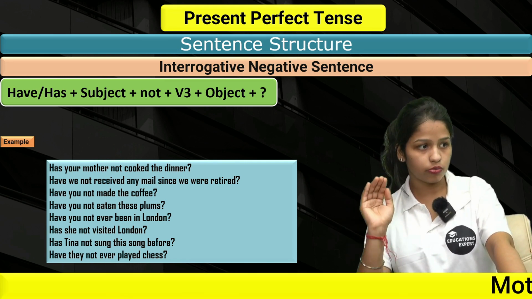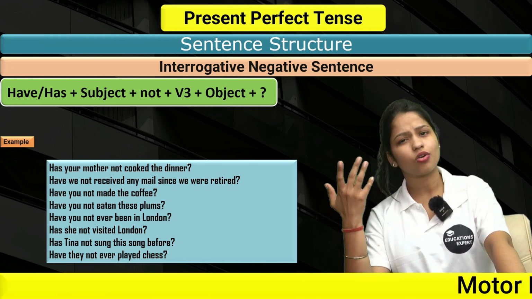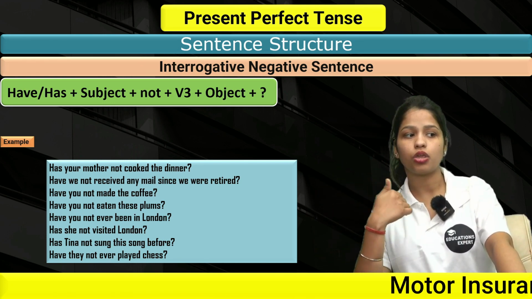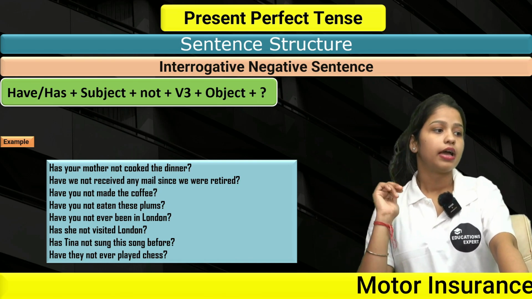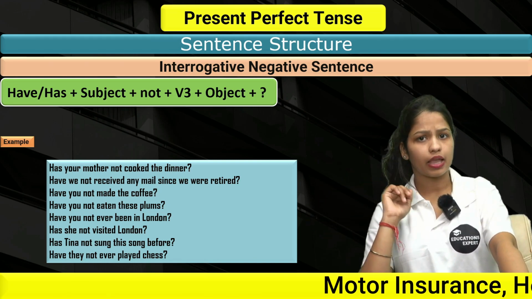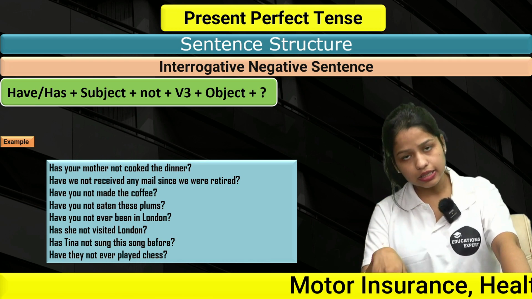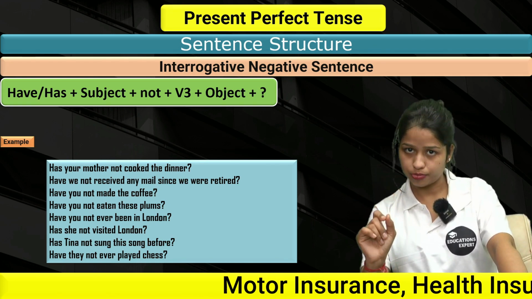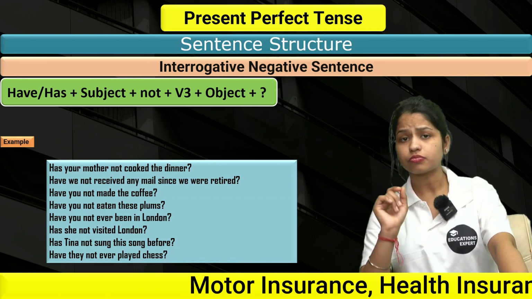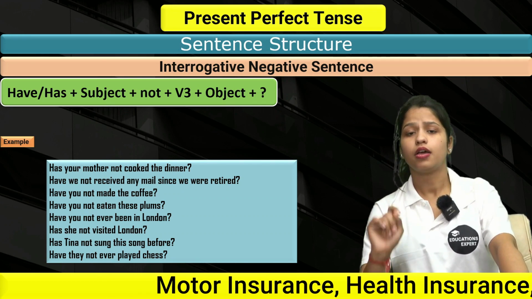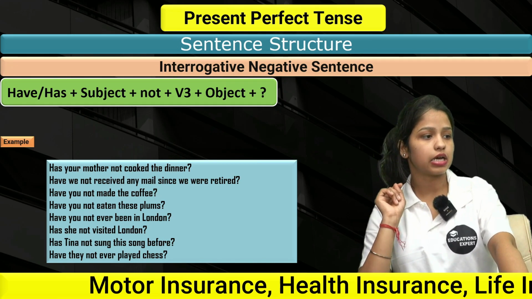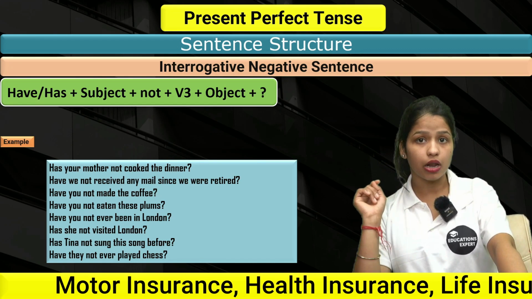Any mail is the object, and the rest of the things are your other words. Have we not received any mail since we retired? Have you not made the coffee? Another thing you have to keep in mind while speaking is the expression part. Your question should always feel like you are actually questioning. Clear? Next up, have you not eaten these plums?